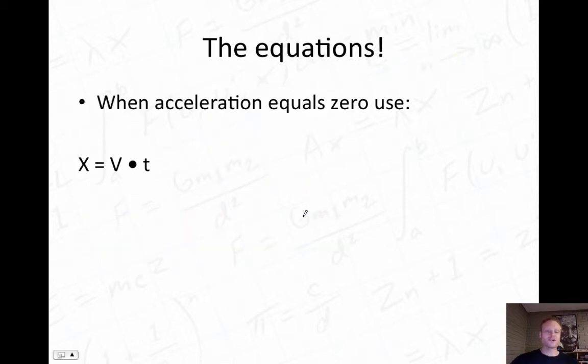So when the acceleration equals 0, you want to use this. Sorry, I should have probably called this d instead of x. So the displacement equals velocity times time. This is just the good old-fashioned middle school equation for speed. I mean, speed equals distance divided by time; I just have it switched around here. Displacement equals velocity times time. This equation works for when the acceleration equals 0.